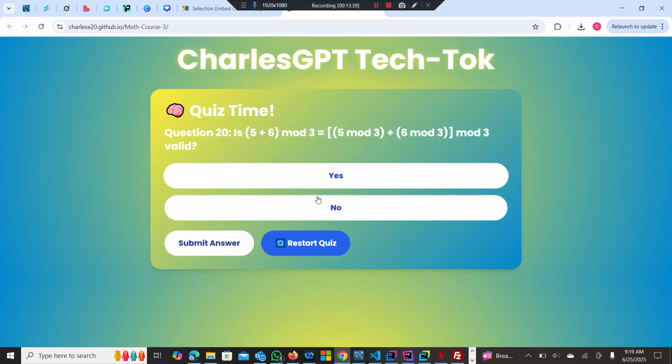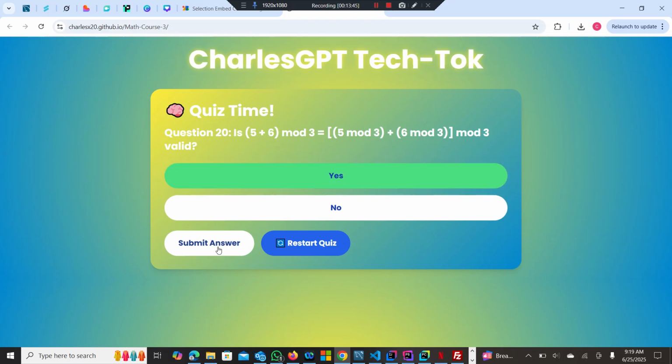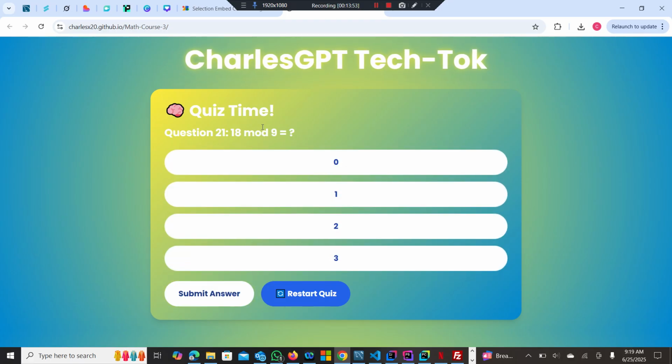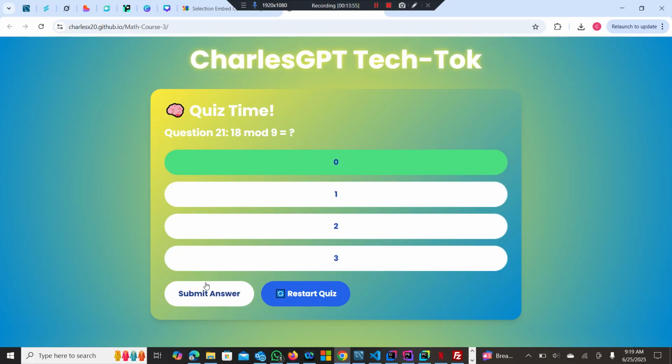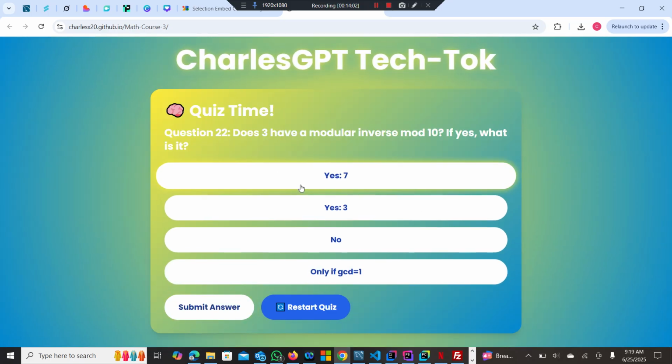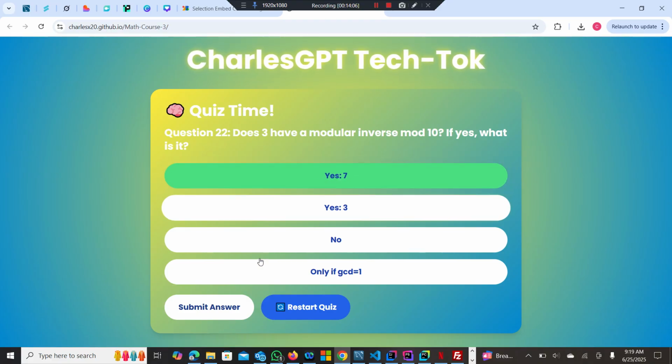So next one, is this valid? I think no, but let me just say yes or something. Okay, it's correct. Yes, okay, it's valid. So the next one, 18 mod 9 would be 0. Okay, this is pretty much easy, 0. So the next question, does 3 have a modular inverse mod 10? If yes, what is it? I think it's 7.